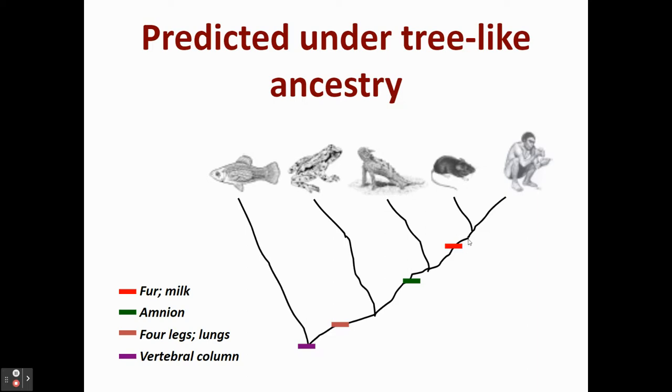And only from here forward do we see that the organisms are going to have both fur and milk. So this fur and milk had to evolve between this point and this point. The amniotic egg had to evolve between here and here. And of course, the 4 legs and lungs evolved from here to here.